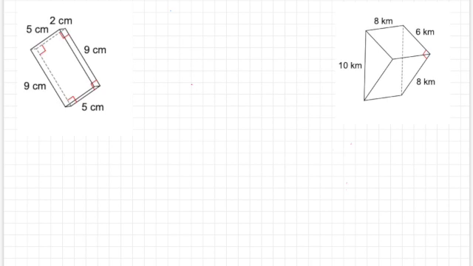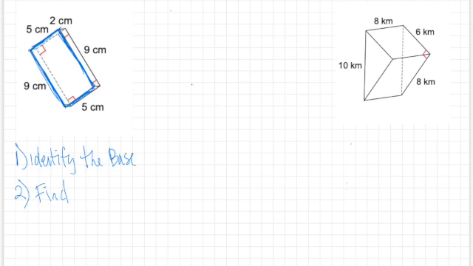Okay, so we've got these two problems, and we need to find the volume. The first step we're going to do is identify the base. The base of this prism is a rectangle. So we have this rectangle right there. That'll be our base. And then we need to find the area of our base.